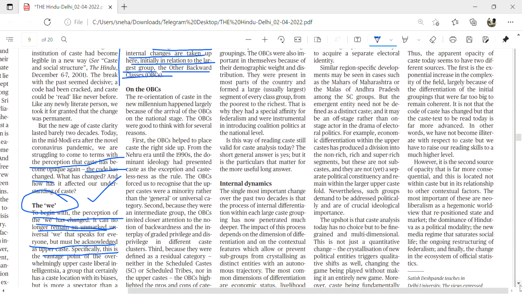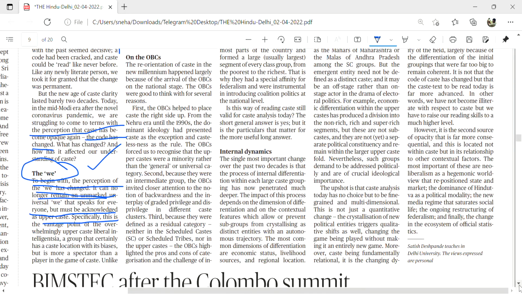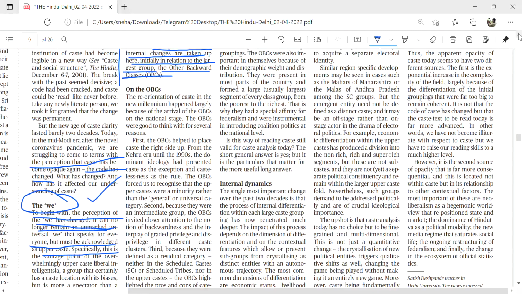Then on the OBCs, everyone knows other backward classes are in very large numbers in India. Based upon that, it is displayed here under the Nehru era how the caste system was done based upon other backward classes, how the facilities were given, and what different categories they were generalized into. I hope it is not that important based upon the way you are living, and you will definitely get an idea regarding that. Then, what is internal dynamics?